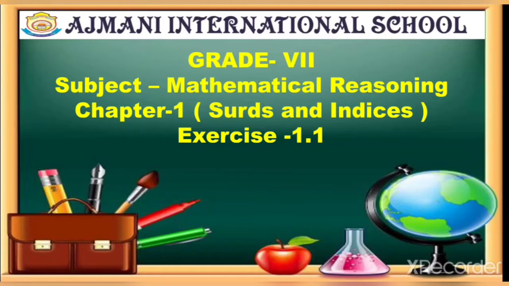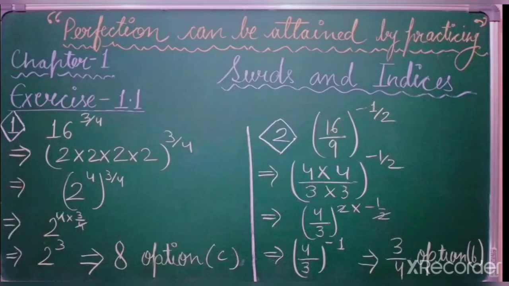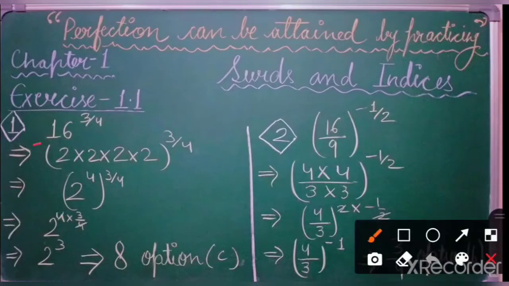Today we are starting chapter 1, surds and indices, and the exercise we will do is exercise 1.1. So let's start with our first question. Our first question is 16 to the power 3 by 4.